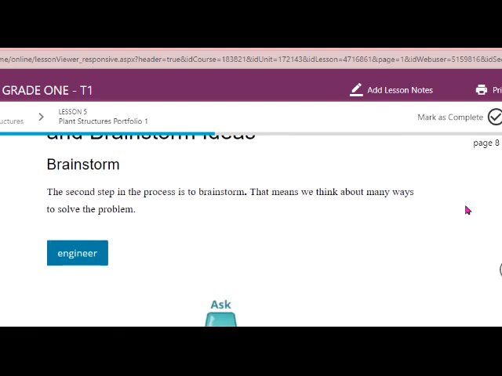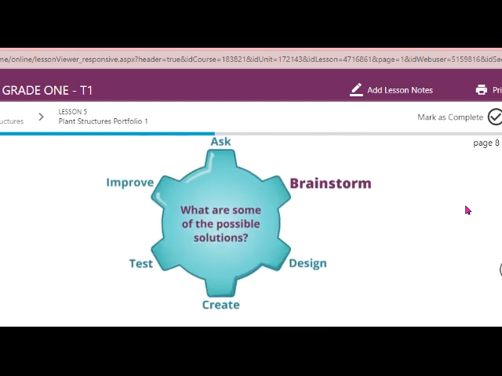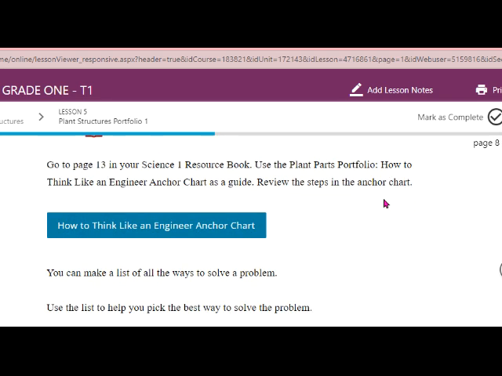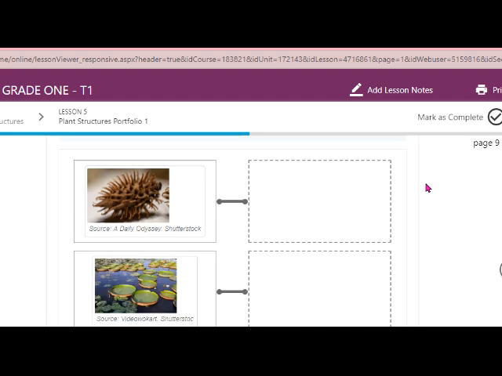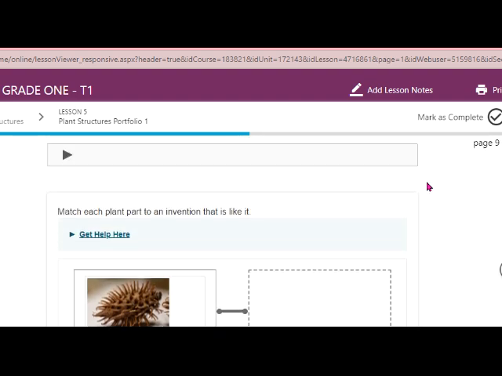All right, so the second step, we've asked our questions. Now we're brainstorming. That means we think about many ways to solve the problem. So we've already done ask. Now we're doing brainstorm in this engineering process. You can make a list of all of the ways to solve a problem, and then you can use that list to help you pick the best way to solve that problem. Here's an activity that's going to show you plant parts that you can complete at home.